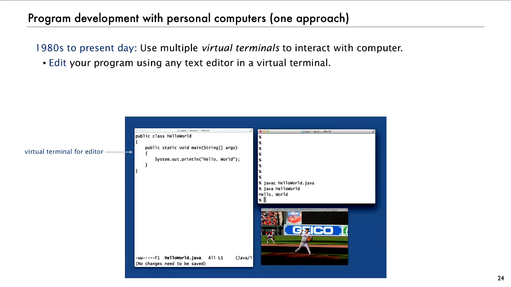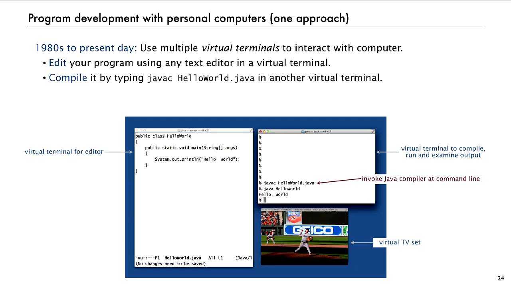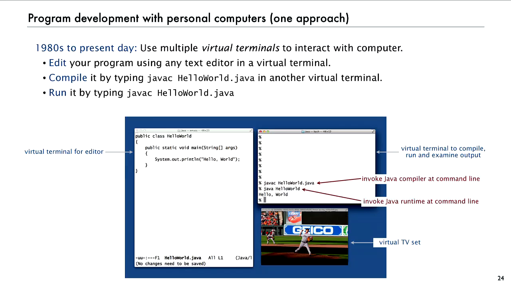So this is just what my screen usually looks like when I'm programming. There's a virtual terminal for the editor. And then I have a different virtual terminal that I use to compile, run, and examine the output. I usually also have a virtual TV set, maybe with a Red Sox game on it. No virtual TV set, virtual terminal, you get the idea. So I can type javac HelloWorld.java in a virtual terminal, and then I can type java HelloWorld to run it, and then I can see the output.